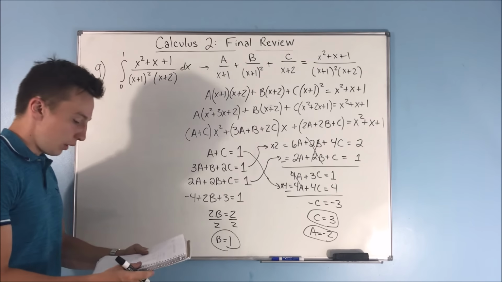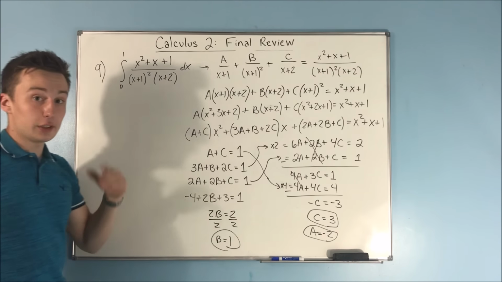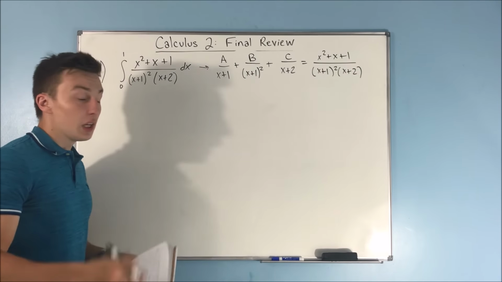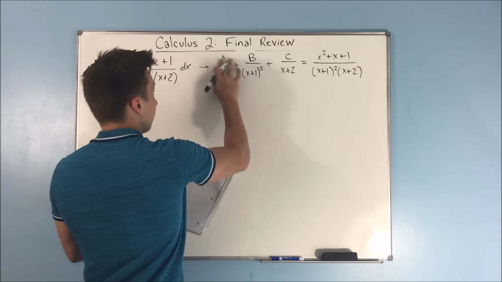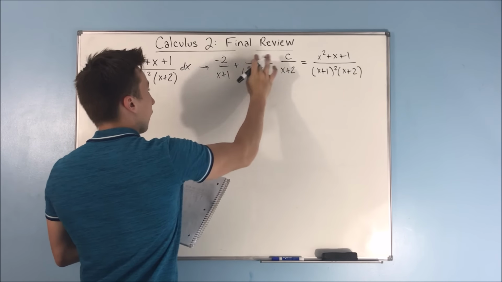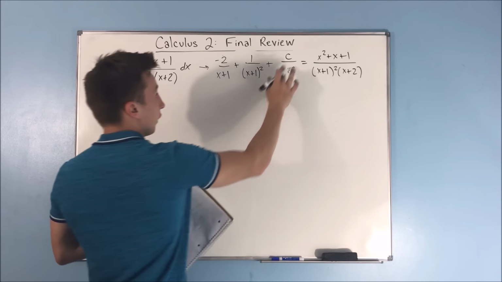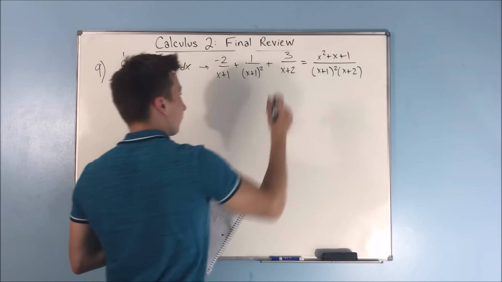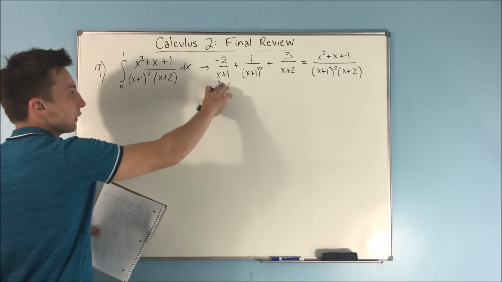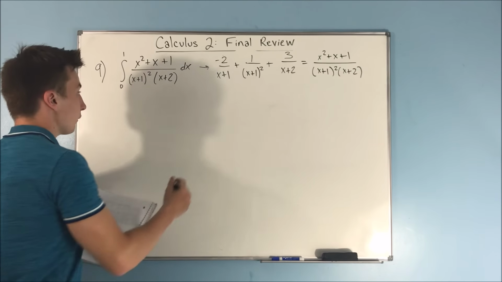Okay, and now we will be plugging those in up top here and integrating to actually get our answer. So remember, our a was negative 2, so now this is going to be a negative 2. Our b was a 1, and our c was a 3. So now we're going to integrate this, okay? And what we can do is, since these are all separate fractions, we can integrate them separately, okay?